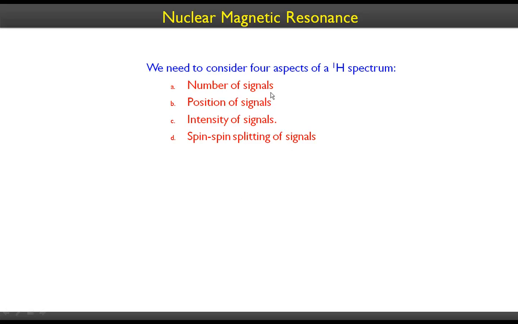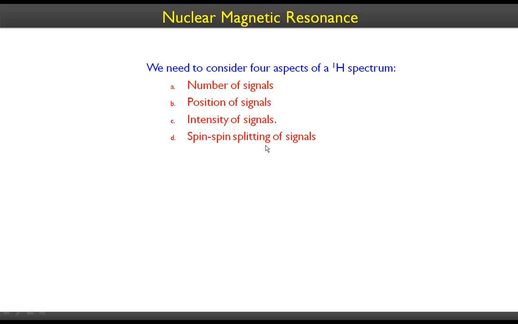As we discussed before, when you're analyzing a proton NMR spectrum to assign the structure of a given compound, you have to consider four things, right? We talked about the number of signals, the position of signals, which is in turn called chemical shift, and the intensity of the signals, which is given by the integrations. And today we'll be talking about spin splitting of signals.